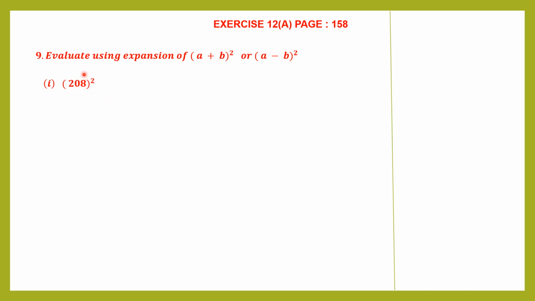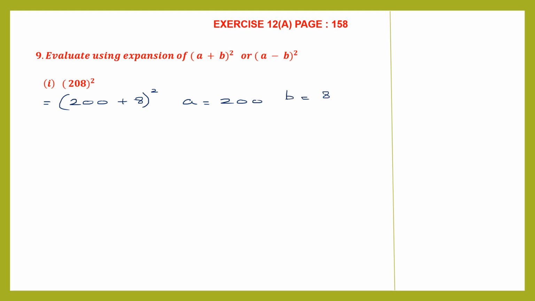So we're going to write 208 as the sum of two numbers like this. So how can we make it simpler? We can say 200 plus 8. 200 plus 8 is 208, isn't it? So this has now become (200 plus 8) the whole square. So this is now in the form of (a plus b) the whole square. So in this case, a is 200 and b is 8.